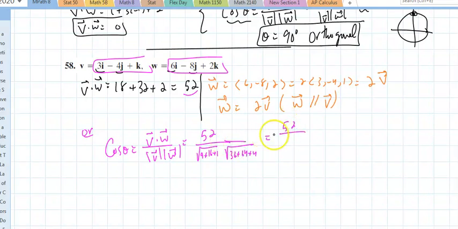That would be 52 over, this is the square root of 26 times the square root of 104. And if I'm not mistaken, 104 is 2 times 52. Okay, I messed up on this part. Let me do this again.